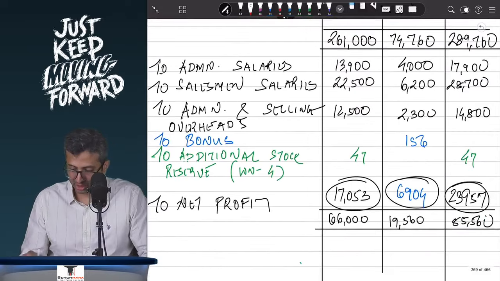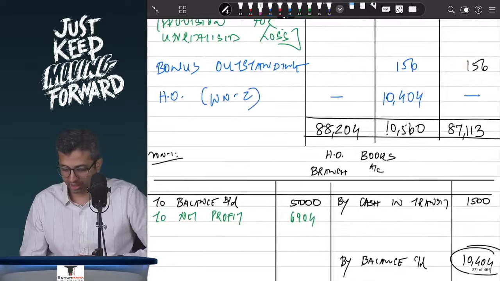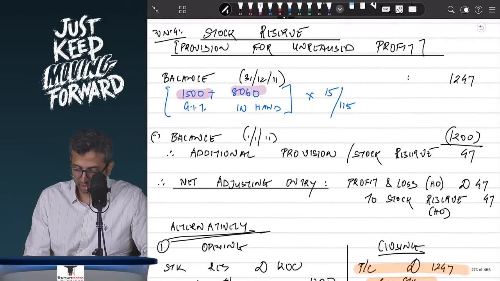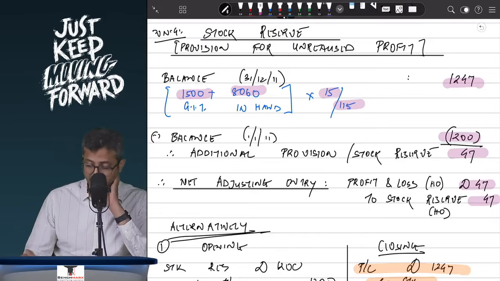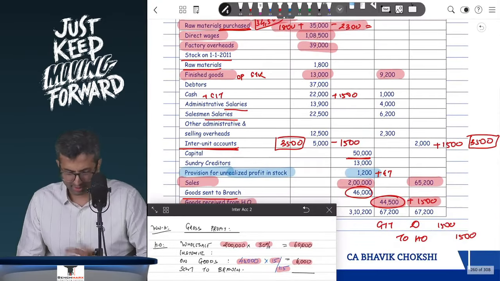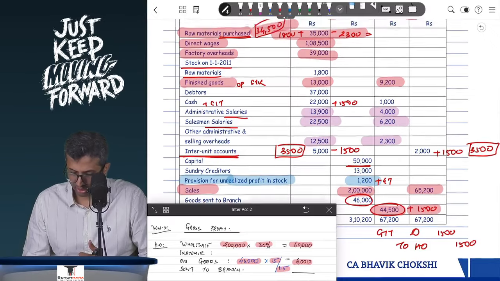So the additional stock reserve in the current year is 47, and this is a working: 1500 and 8060 into 15 by 115, less 1200 already there, and hence 47. This is P&L account debit of the HO to the stock reserve of 47. Now other than that, all of these other expenses, you have as they are in both the books. You will record all the expenses that I'm putting in pink over here.